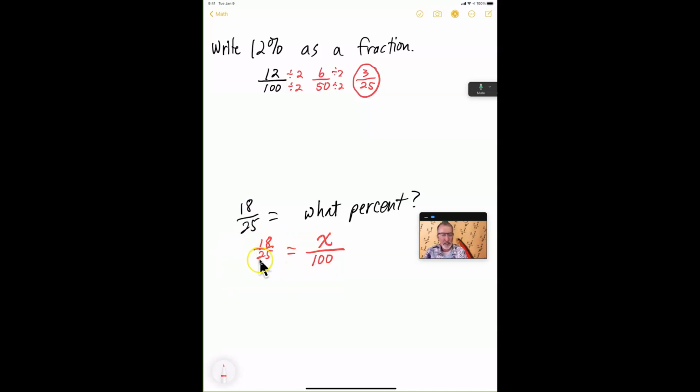Some of you may have noticed that 25 goes into 100 4 times. So we could just multiply the numerator and denominator of this fraction on the left by 4, and we would solve for x. Another thing you can do is cross multiplication: 18 times 100 is equal to 25x, 25 times x. So you can calculate it that way. Let's do it both ways.